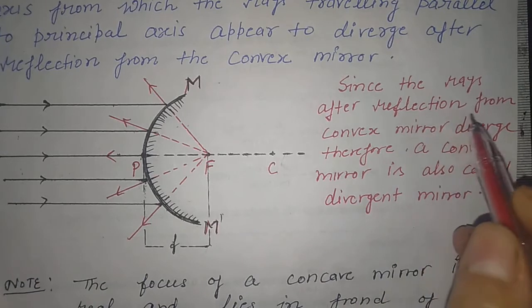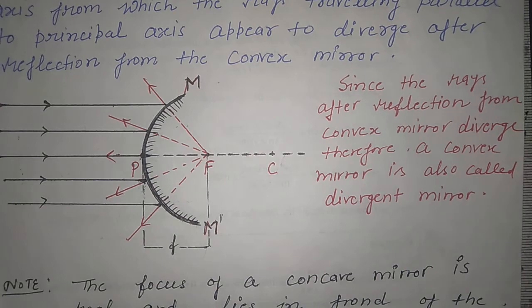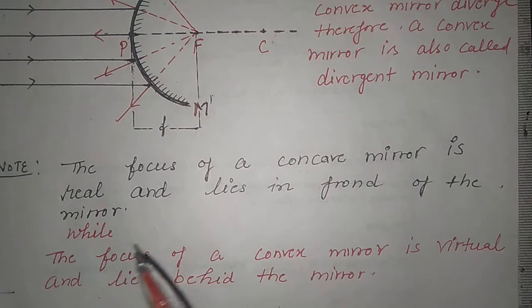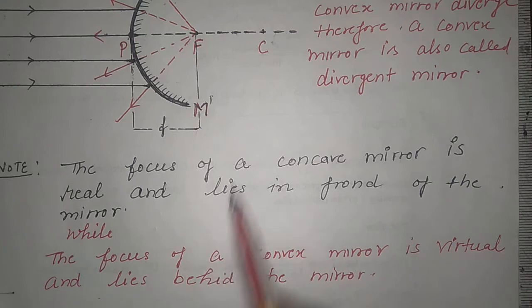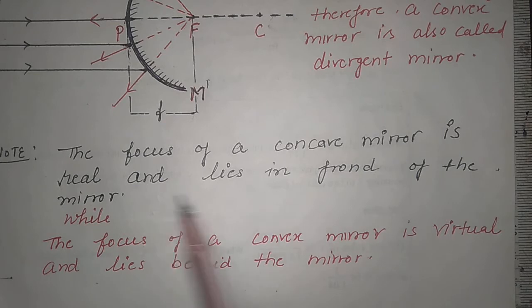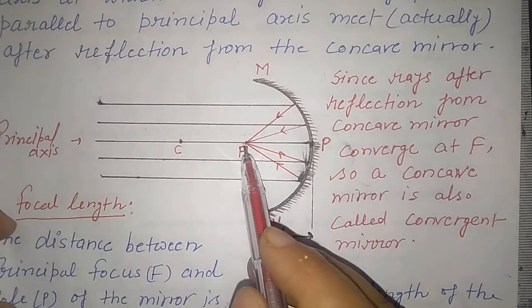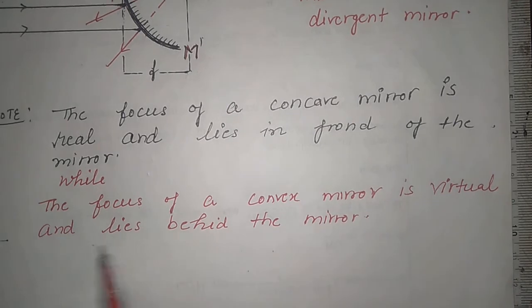So since the rays after reflection from the convex mirror diverge, a convex mirror is also known as the divergent mirror. And if we have to find the difference between the principal focus of convex and concave mirror, we can write this definition. The principal focus of a concave mirror is real and lies in front of the mirror. In front means the side where the reflecting surface is. And the focus of a convex mirror is virtual and lies behind the mirror.